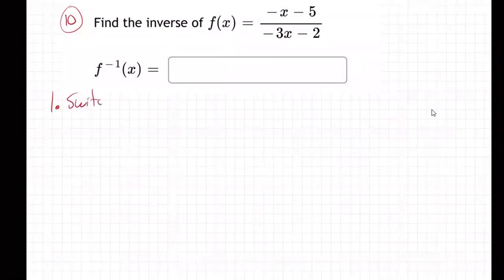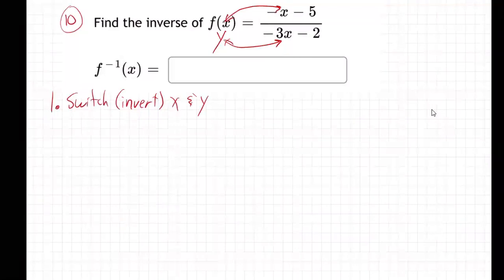switch or invert x and y. So where's y? This is y. The function values are the y's. So it's going to switch, and it's going to switch with both of those. That's what's harder about this one, is we have the x in 2 spots. It's going to switch with both of them.